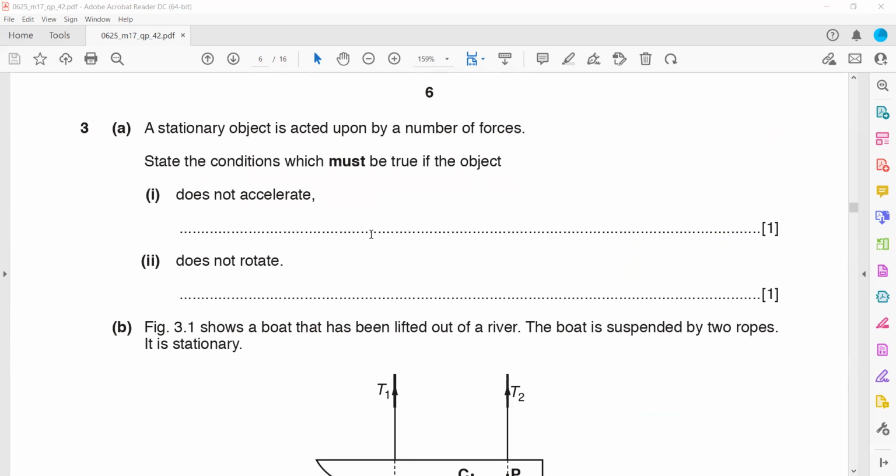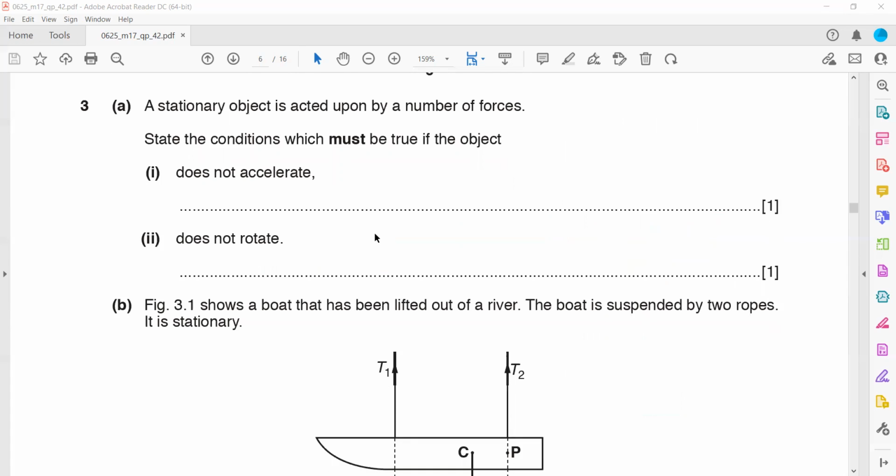Question 3. A stationary object is acted upon by a number of forces. State the condition which must be true if the object does not accelerate or does not rotate. If it does not accelerate, there should be no resultant force, because if there is a resultant force, the object will accelerate. If it does not rotate, there will be no resultant turning effect, or no moment.